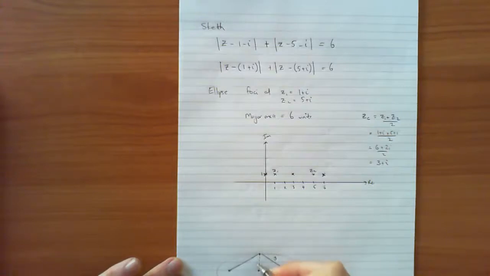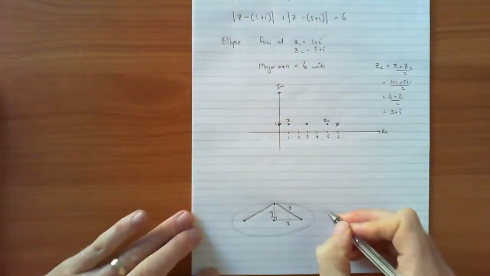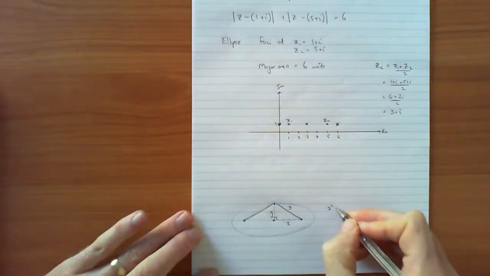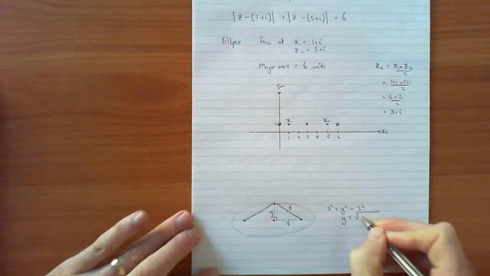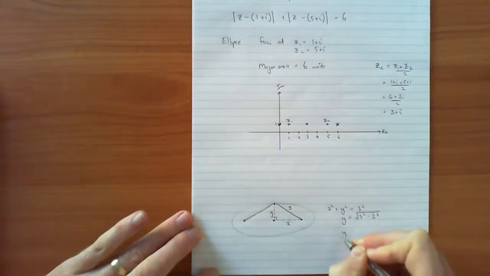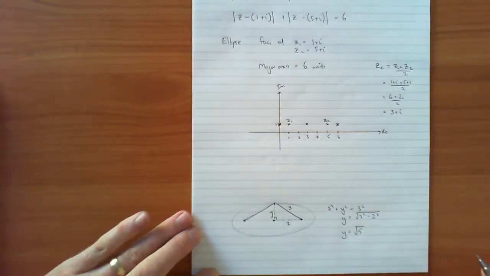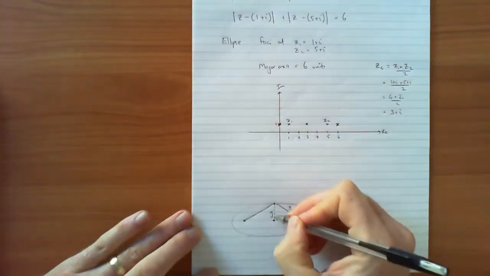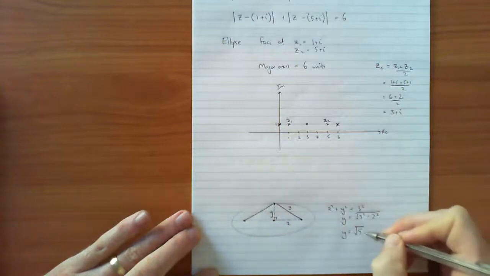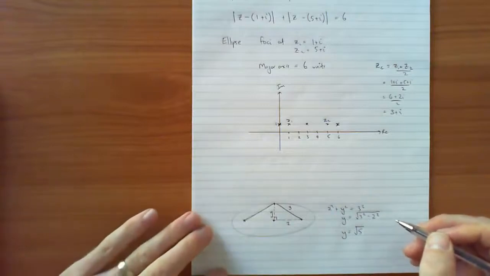Now, I can use Pythagoras rule to find that distance there. So I know that 2 squared plus y squared equals 3 squared. So y will equal the square root of 3 squared minus 2 squared, or y will equal the square root of 9 take 4, which is 5. So I now know that my semi-minor axis is square root 5 units. Now, you know that square root 5 is going to be a bit over 2.